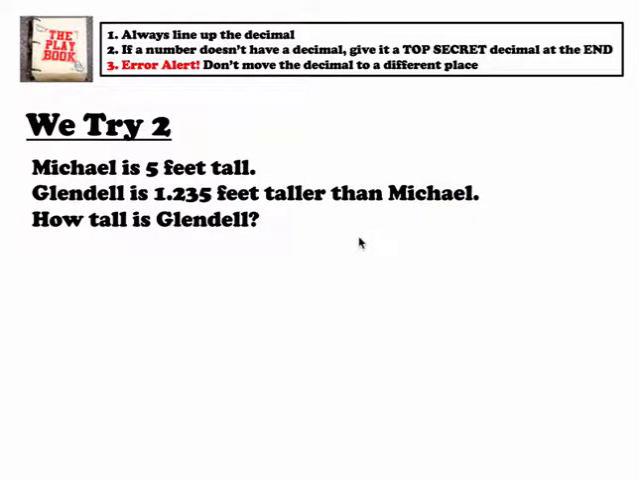Here's a word problem involving the same skill. Michael is 5 feet tall. Glendale is 1.235 feet taller than Michael. How tall is Glendale? To find out Glendale's height, I'm going to have to add Michael's 5 feet to Glendale's 1.235 feet taller.